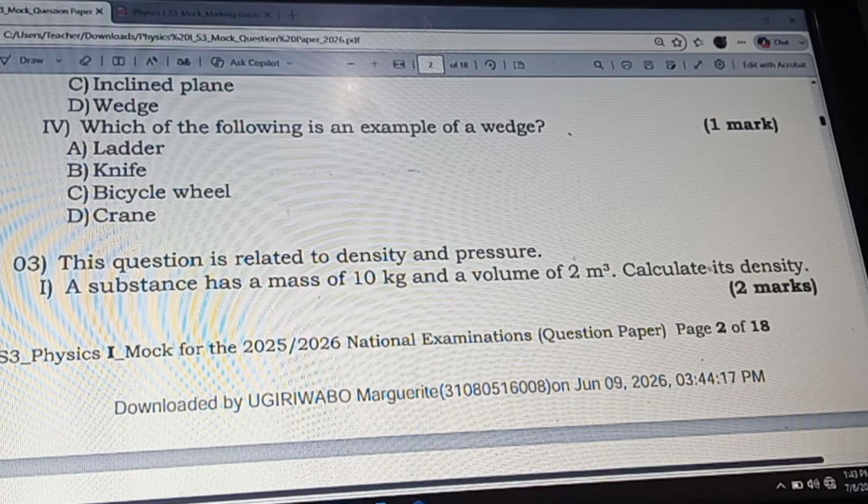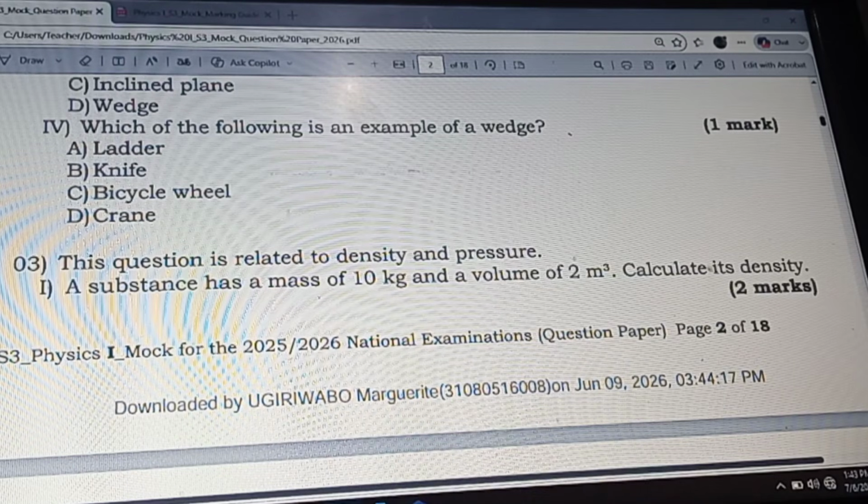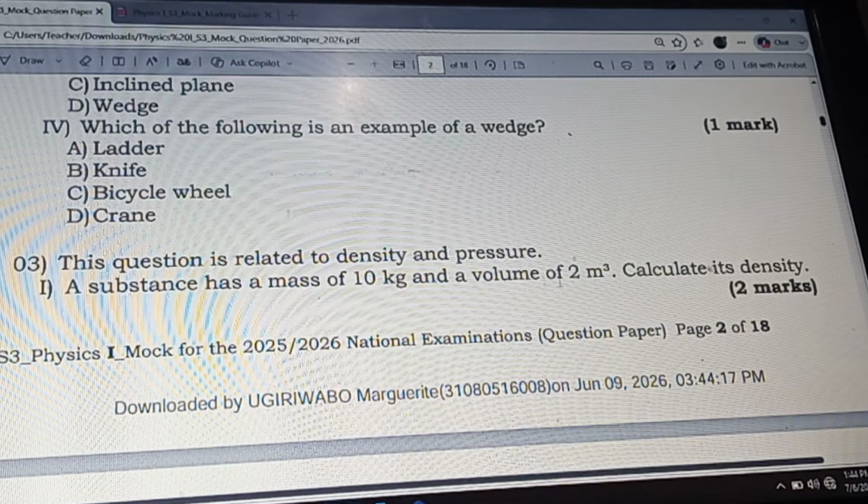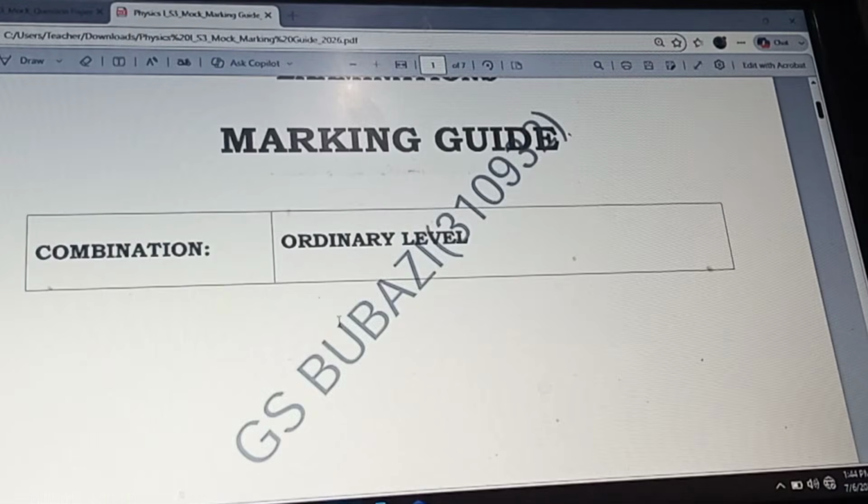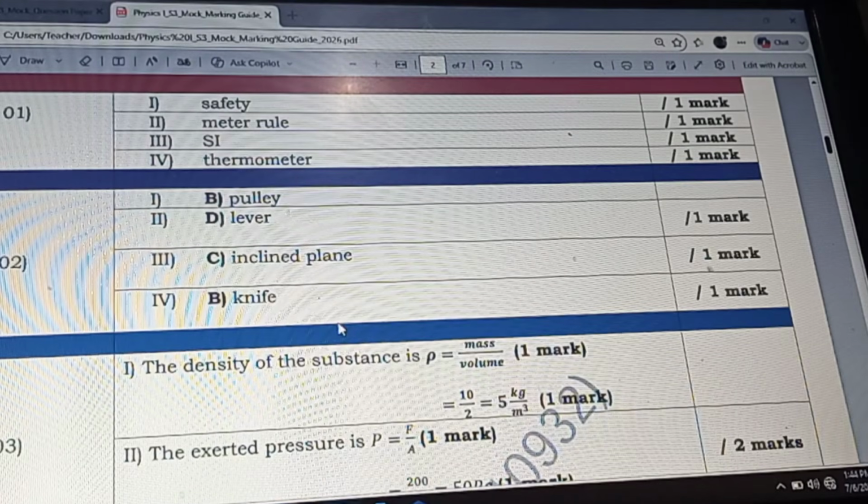I. A substance has a mass of 10 kg and a volume of 2 m³. Calculate its density. Density as a formula is equal to the mass over volume. Let's see in the marking guide. You see, the density of a substance is equal to mass over volume, which means it is equal to 10 over 2, which is equal to 5 kg per cubic meter.